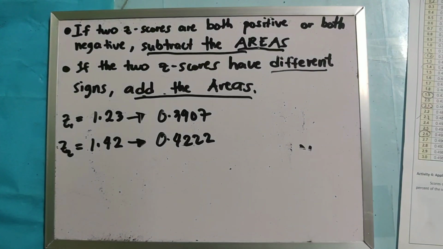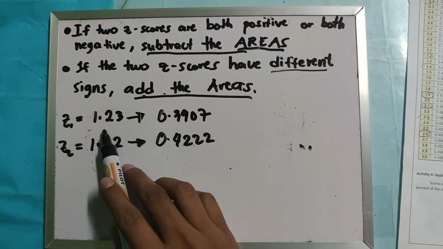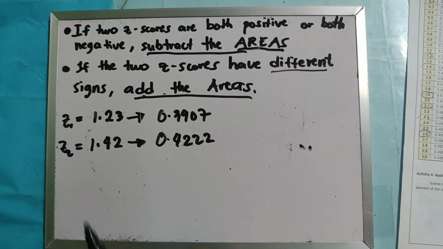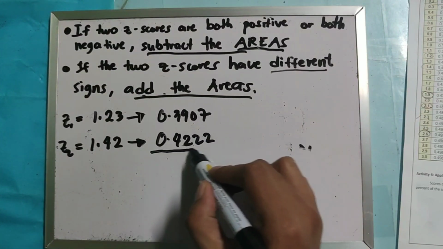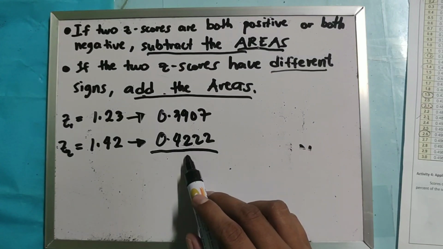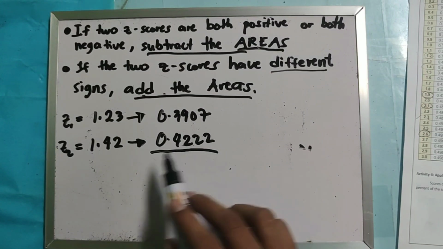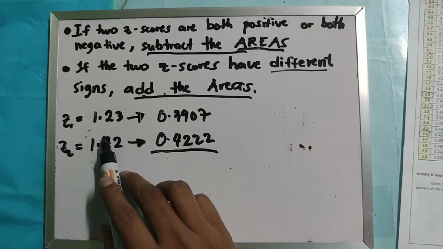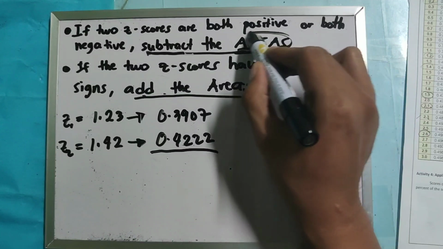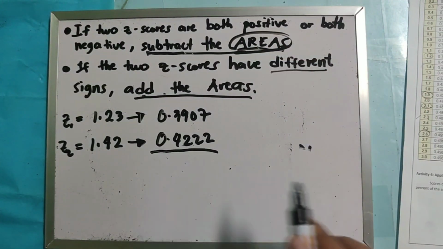Okay. So anong gagawin natin? Let's check their sign. 1.23 positive, 1.42 positive. So they are having the same sign. So anong gagawin sa kanilang areas? What are we gonna do to their areas? Are we gonna add or subtract? Since they are both positive, we are going to subtract the areas. So let's subtract.